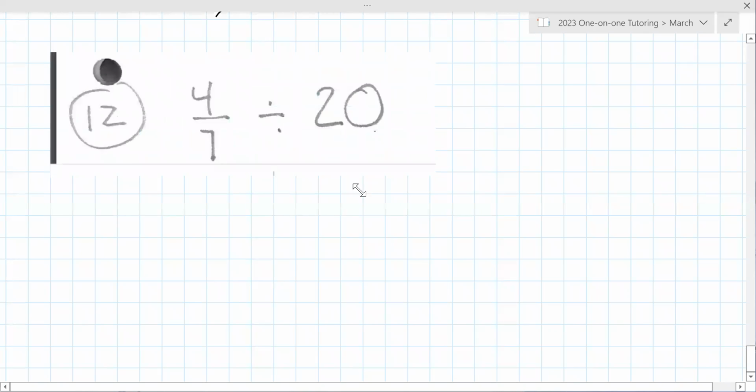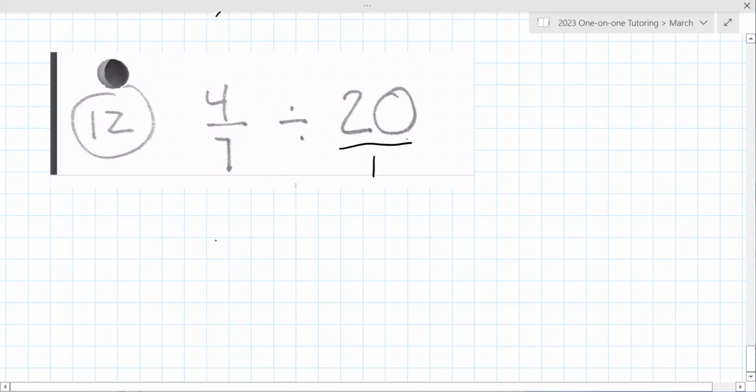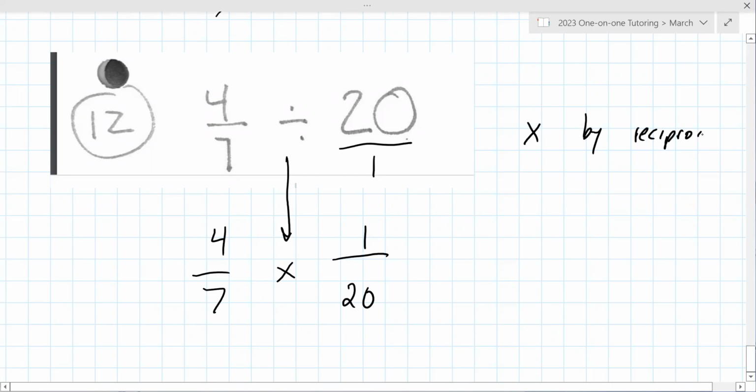All right, so whenever you divide, what do you change the second number to? You change it to multiplication by the reciprocal. Yeah, so the reciprocal. There is some pre-reducing here. 4 goes into 20.